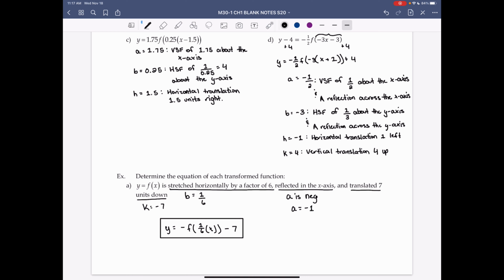Or you could also write it with the k value on the other side with the y. So then we would add 7 to both sides and it would be y plus 7 equals negative f bracket 1 over 6 x. And again, you could put brackets around the x or not because we don't have an h value. It doesn't matter in this case. So either one of those would be fine.